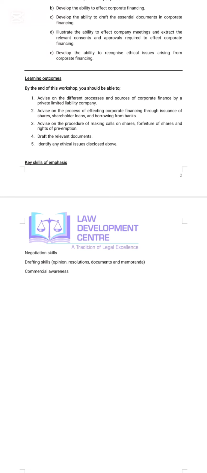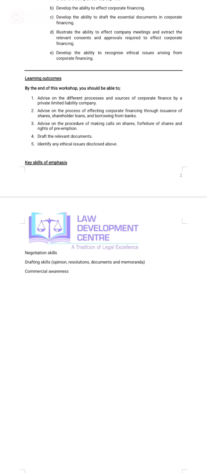So by the end of this workshop, you should be able to, one, advise on the different processes and sources of corporate finances by a private limited liability company. Basically, we are going to see how a private limited company can raise capital. One is, of course, by borrowing from banks and all that. Then we can also see it can sell shares, or make calls on shares, or issue what we call redeemable and preferential shares.